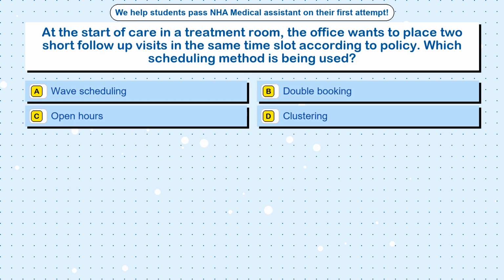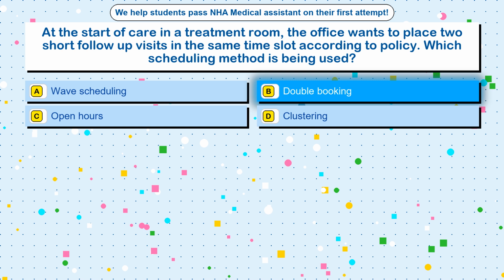Question 62. At the start of care in a treatment room, the office wants to place 2 short follow-up visits in the same time slot according to policy. Which scheduling method is being used? Option A. Wave scheduling. Option B. Double booking. Option C. Open hours. Option D. Clustering. The correct answer is option B.